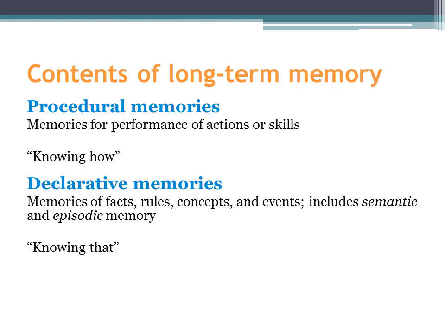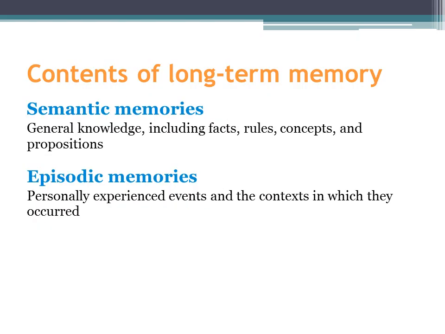Declarative memories, on the other hand, are memories for facts, rules, concepts, events. And we further divide declarative memories into two subcategories. The subcategories are semantic and episodic memories. Declarative memories are knowing that. So this is basically knowing information. So knowing that 2 plus 2 is 4, knowing that the earth is round, knowing that the earth is part of the solar system.